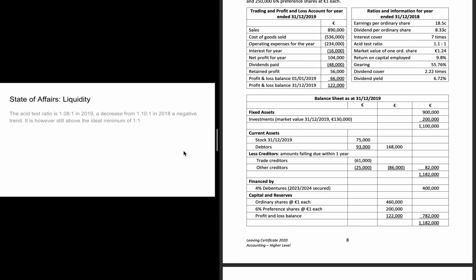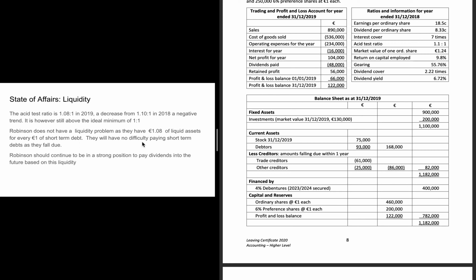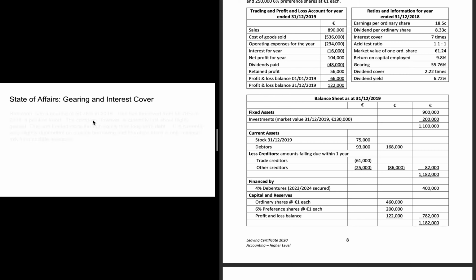State of affairs then, liquidity. So acid test 1.08, it's down from 1.1. It's a negative trend, but they're both above the ideal of 1:1, and it actually hasn't fallen by too much. It's basically the same. So it doesn't have a liquidity problem. They'll have no difficulty paying their short-term debts as they fall due, which all means, again, link it back to your dividends. They should be in a strong position to pay dividends in the future. Okay, they've a good liquidity position, already paying a good deal of dividends, so why won't they be able to continue to do that?